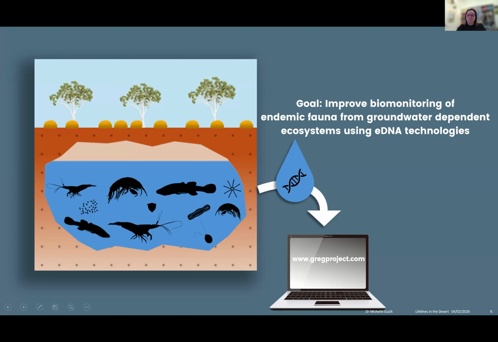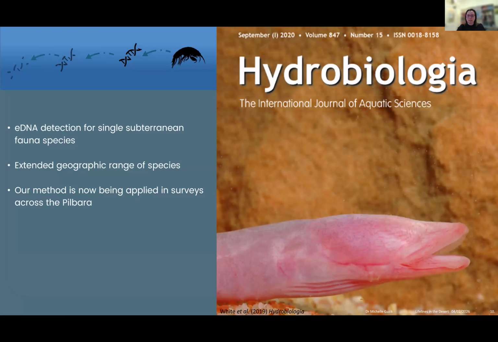And so I'm just going to now talk about the groundwater research that we undertook in the Pilbara as the proof of concept, and then talk about the Great Artesian Basin Springs and what we've done there. So our initial proof of concept was that we developed the molecular magnets to detect a single species that we know exists in subterranean groundwater aquifers in the Pilbara, the blind cave eel. It was known from only a couple of locations in the Pilbara prior to our research.